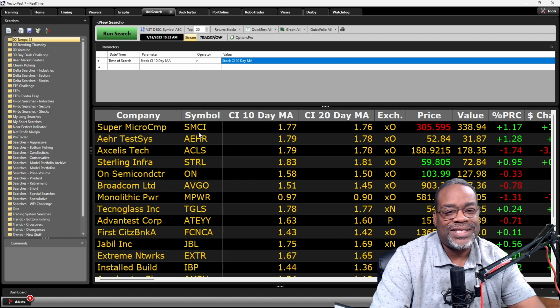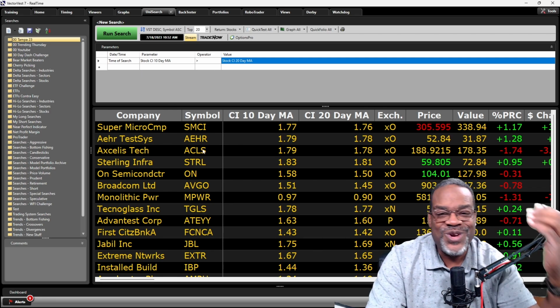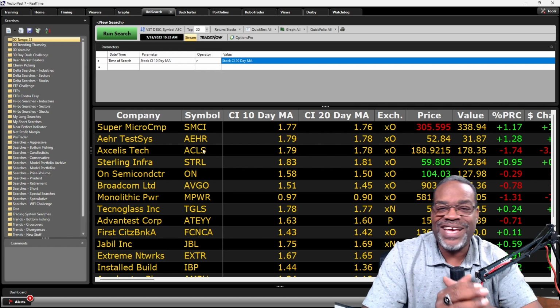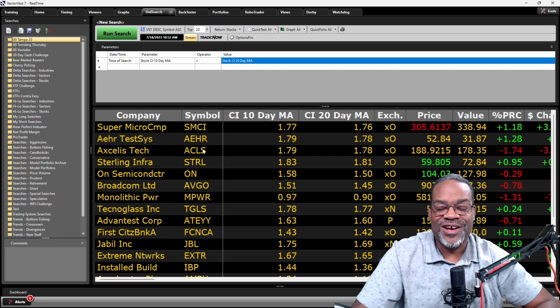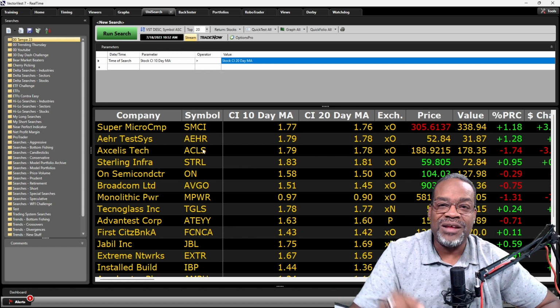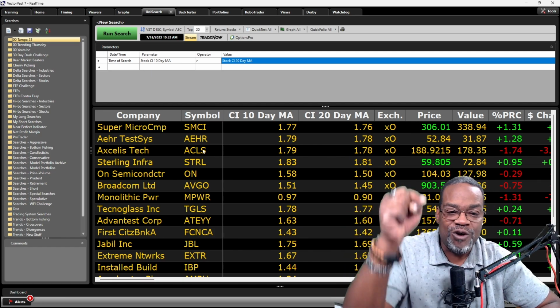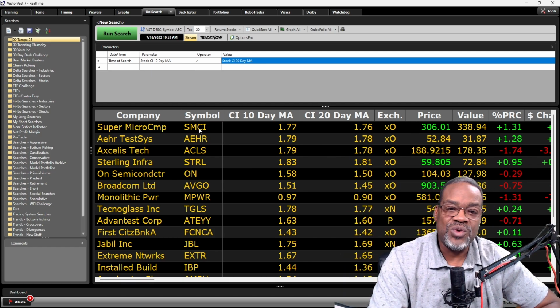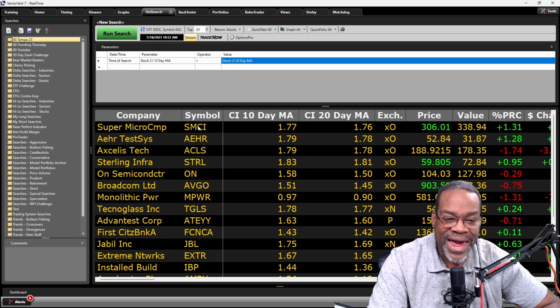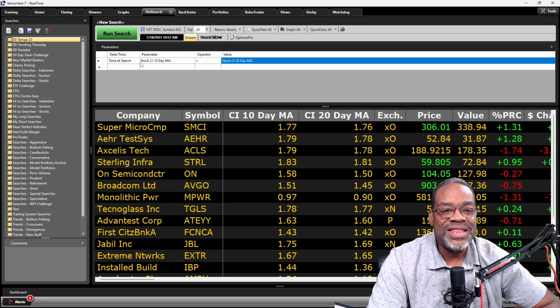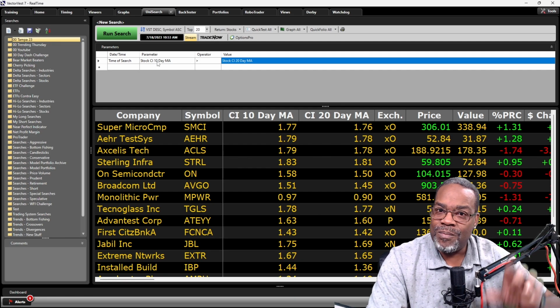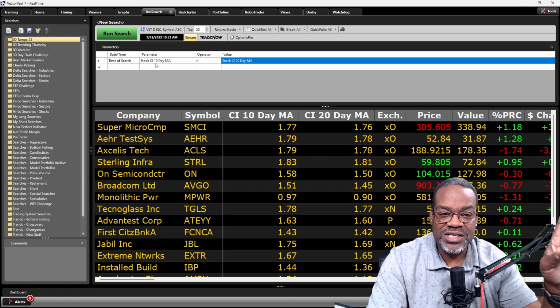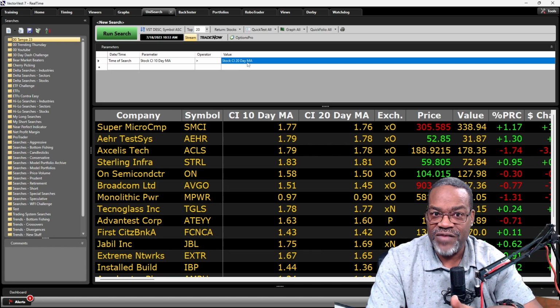Wow, look at these stocks that you know about. CI is a technical indicator just like RT. Guess what? You can't find them anyplace else but here on VectorVest. And it helps to give some confirmation to a lot of these stocks that are on the rise. CI 10-day moving average greater than the CI 20-day moving average is already in the VectorVest system.